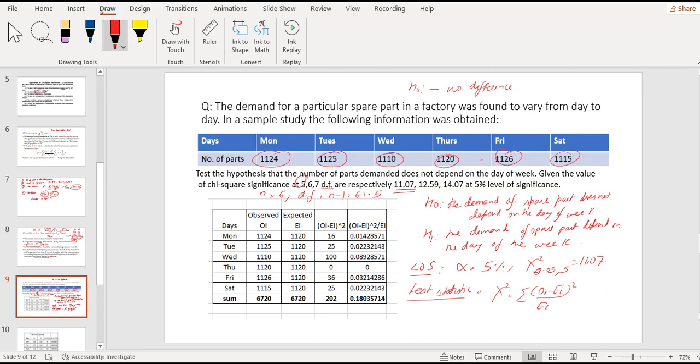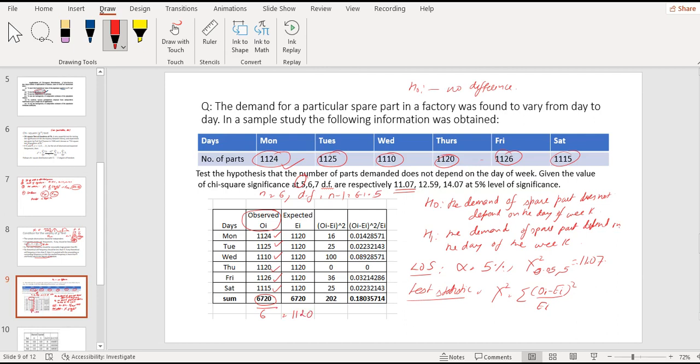So the first step is I'm going to write the data I have considered. This is the observed frequency: 1124, 1125, 1110, 1120, 1126 and 1115. Okay, so this is the observed frequency. If we sum up, the sum comes out to be 6720, right? And because the total number of observations is 6, if I divide it by 6, its value comes out to be 1120, right?